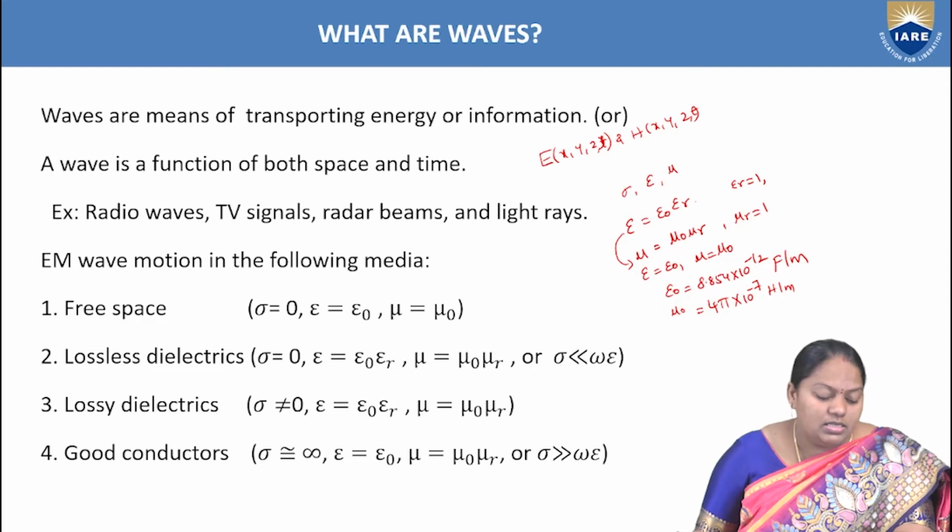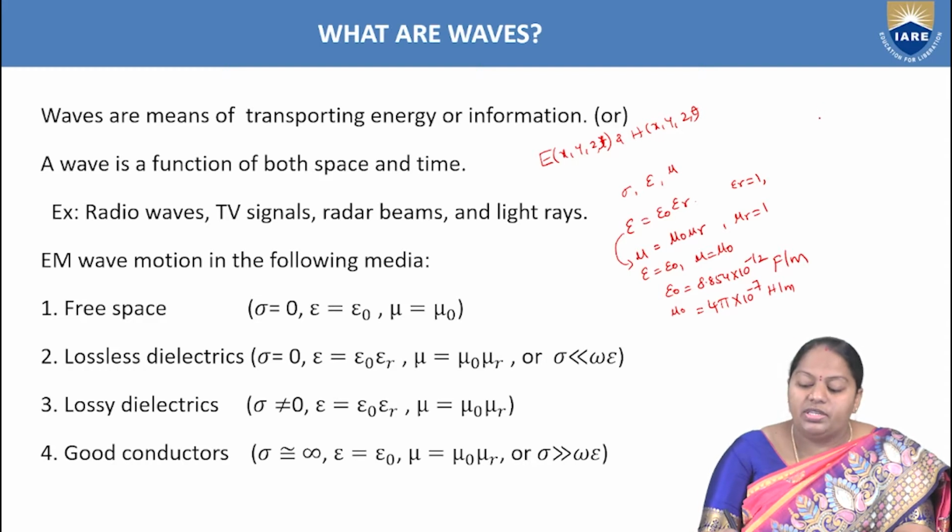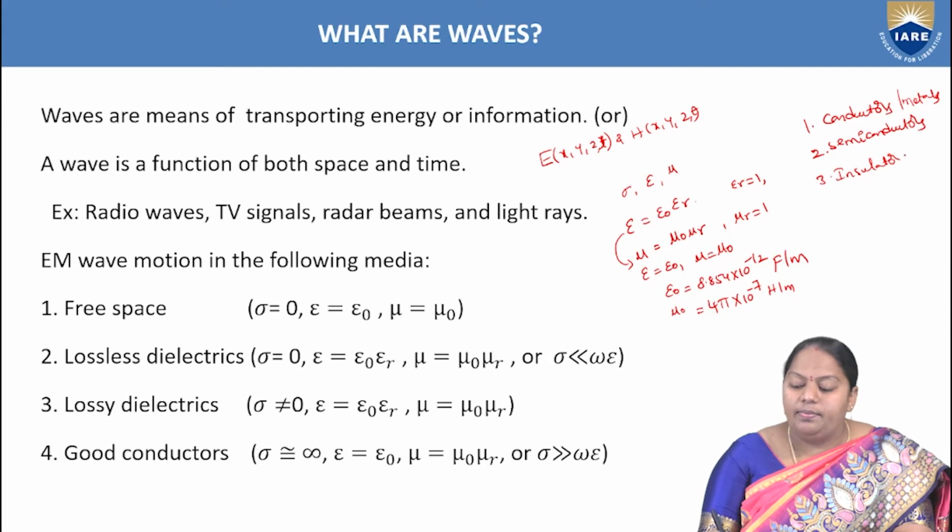Next, the second medium is considered as a lossless dielectric medium. As we know, depending upon the electrical properties of the materials, generally the materials are broadly classified into three types: first conductors, second semiconductors, and third insulators. Conductors are also called metals. All the metals are examples of conductors, and all the insulating materials are also called dielectric materials.